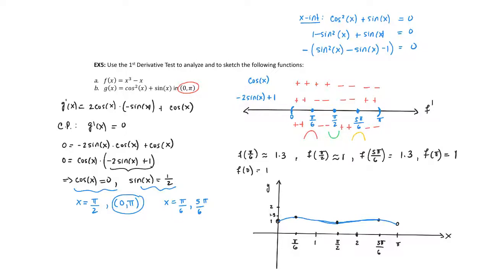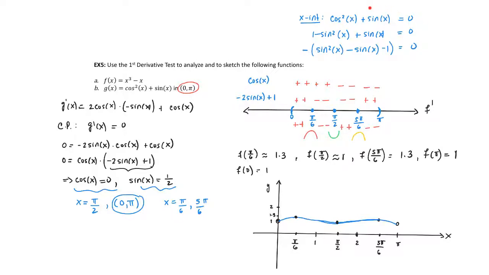And then at pi over 6, this is where we have the local maximum. It's a little bit narrow, but you can kind of tell that there's a little bit of a mountain, a little bit of a valley here, and another mountain for that local maximum.